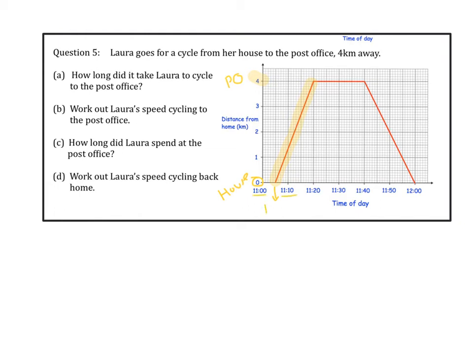So in the middle would be 11:05. And draw on your graph, draw down. So 11:05 to 11:20, that would be 15 minutes. Work out Laura's speed cycling to the post office.